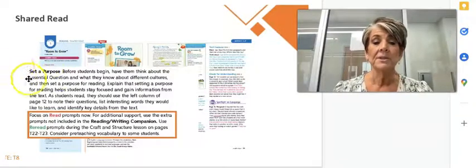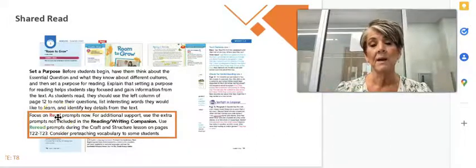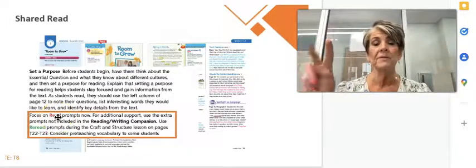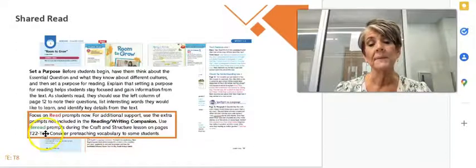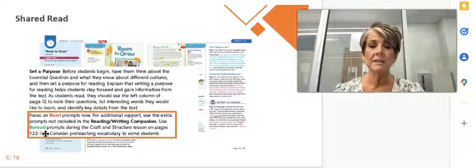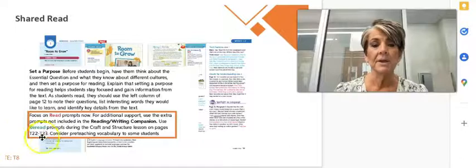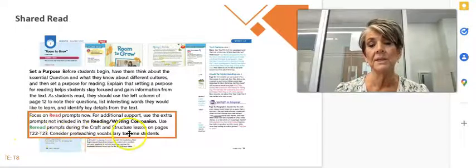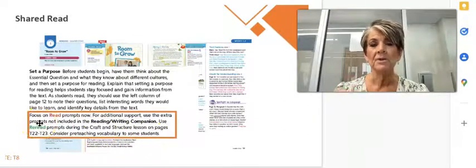The first thing you're going to do is set a purpose for the first read, so you'll be focusing on the read prompts for now, and then in lesson 2 you'll be focusing on the reread prompts. Reread is where students then learn the vocabulary. If you believe that your clientele in your school setting needs to know vocabulary prior, notice that it says here, consider pre-teaching vocabulary to some students. So that can be switched. You can make that choice.